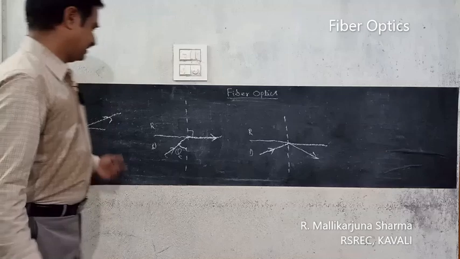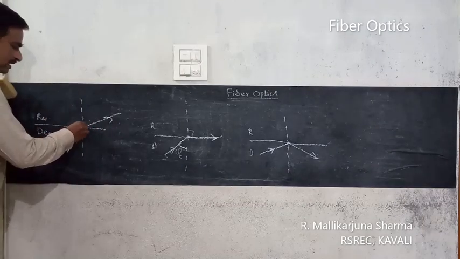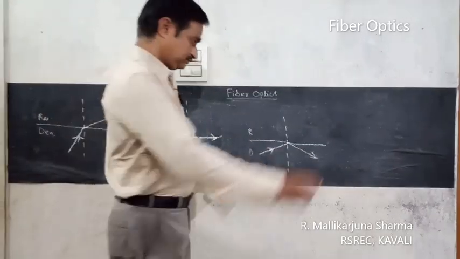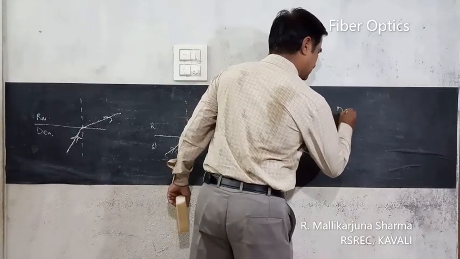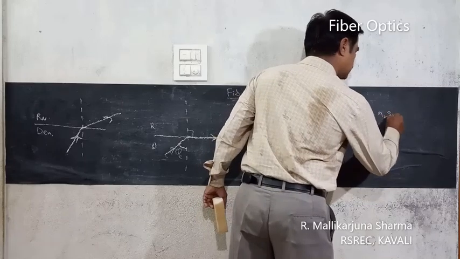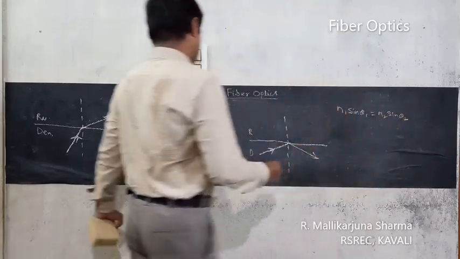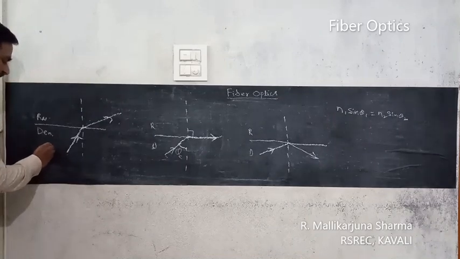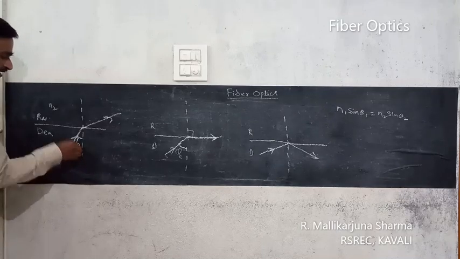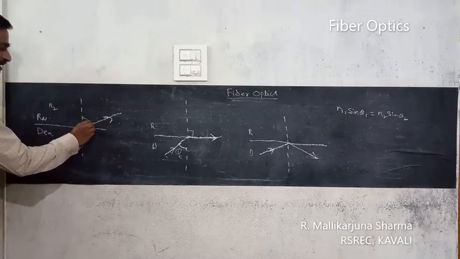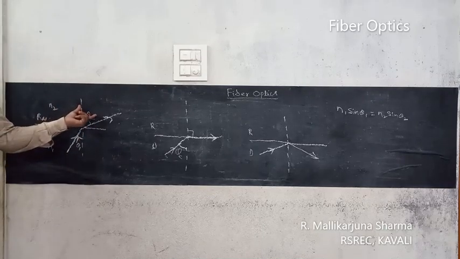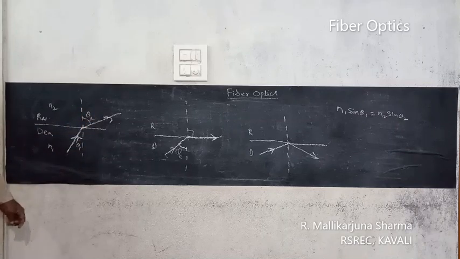Okay, when a light ray goes from denser medium to rarer medium, it bends away from the normal based on Snell's law. Snell's law is given by n1 sin theta 1 is equal to n2 sin theta 2, where n1 is the refractive index of the first medium and n2 is the refractive index of the second medium. Theta 1 is the angle in the first medium, and theta 2 is the angle in the second medium. Okay, n1 sin theta 1 is equal to n2 sin theta 2.